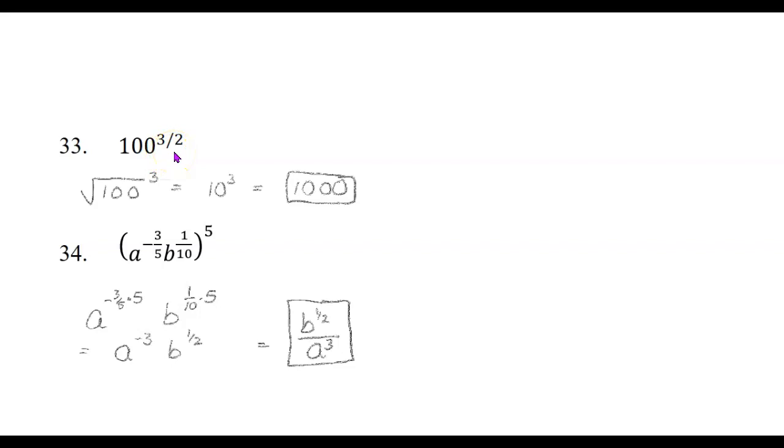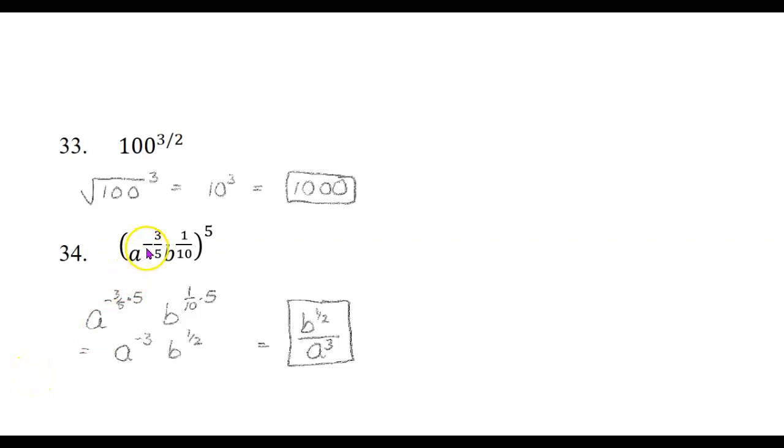100 to the 3/2 power. So remember what it means when you have a fractional exponent. The number on the bottom of that fraction, the denominator, tells you what kind of root to take, and then the numerator of the fraction tells you what power to raise that to. So here, the 2 in the denominator tells you to take the square root of 100, which is 10, and then we take that to the 3rd power. 10 times 10 times 10 is 1,000. So 100 to the 3/2 power is 1,000.